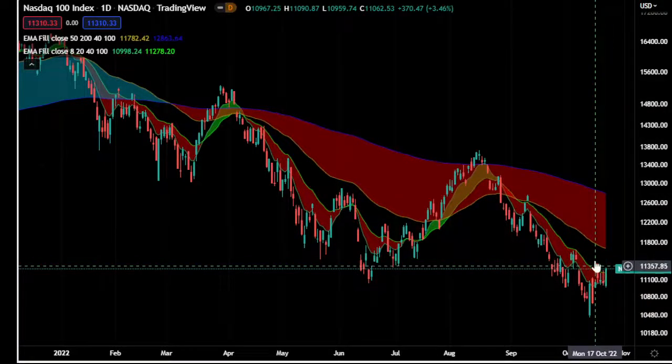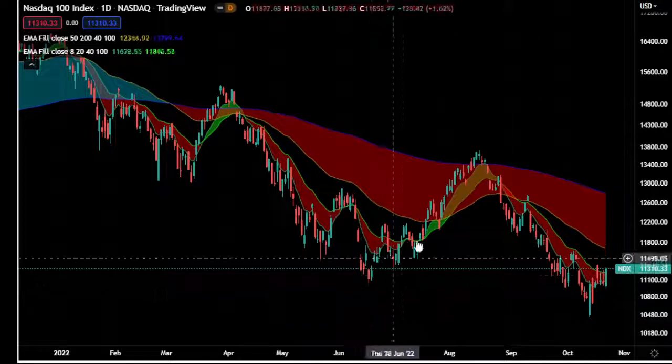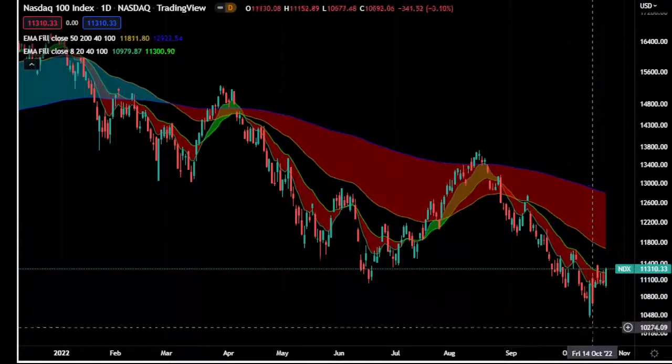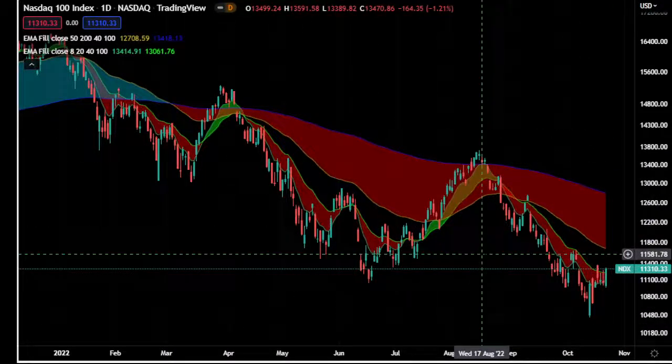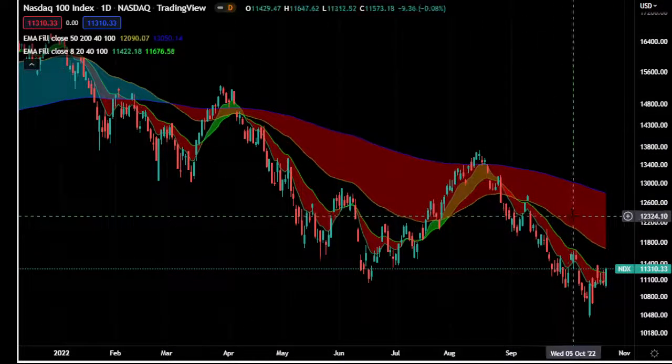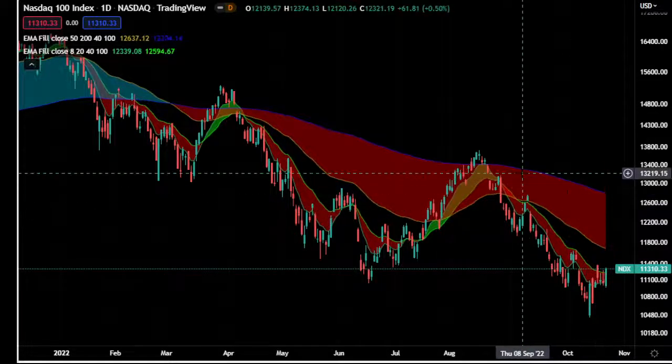So what is in store for the Nasdaq? Is this going to be a significant bottom reversal, or is this going to continue to trend lower? I'm looking forward to hearing your thoughts on this.